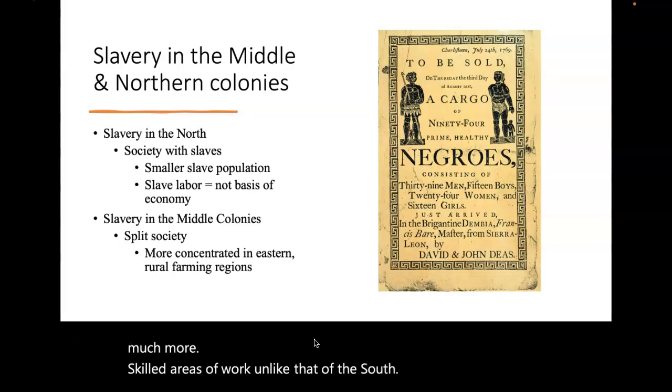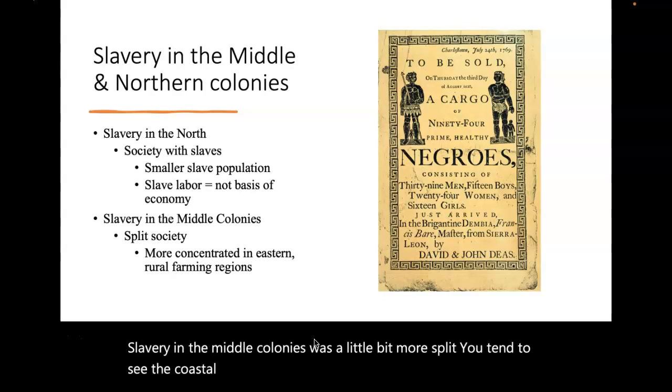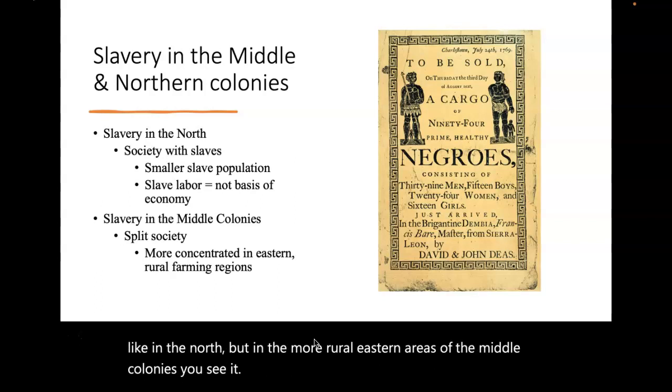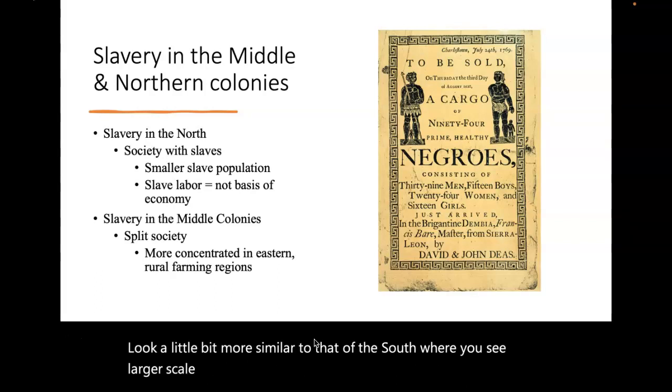Slavery in the middle colonies was a little bit more split. You tend to see the coastal regions follow more in line with what slavery looked like in the North, but in the more rural eastern areas of the middle colonies, you see it look a little bit more similar to that of the South, where you see larger scale farming and slavery might be more integral to some of those economies.